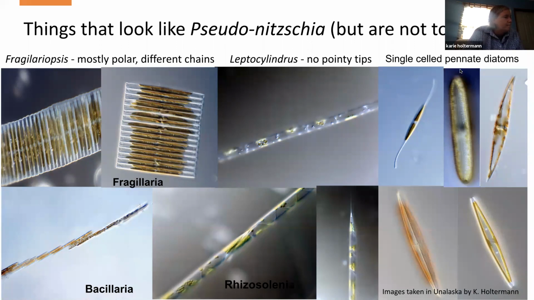And Basilaria actually is a freshwater species, but also found in brackish water. And it is found in Unalaska quite often. And one of the cells that we see a lot is, there's a lot of Pinnularia here too, which are also a freshwater species, but it's found here in the salt water. But usually Pseudonitzschia will be in chains.